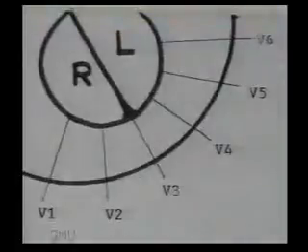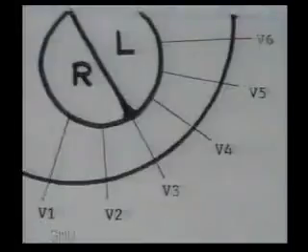Mark V4 in the mid-clavicular line in fifth intercostal space. The point midway between V2 and V4 is V3. Now mark V5 and V6 in the same horizontal level as V4 in the anterior axillary line and mid-axillary line in the 6th and 7th intercostal spaces respectively. Thus we have 6 standard chest leads, and this is a diagrammatic horizontal cross-section of the chest.